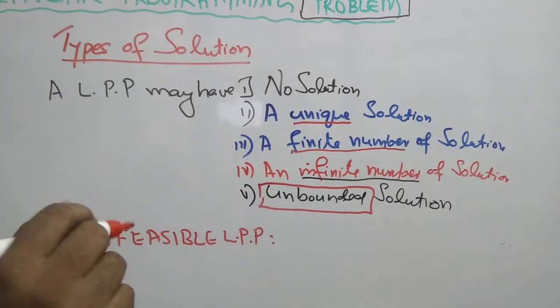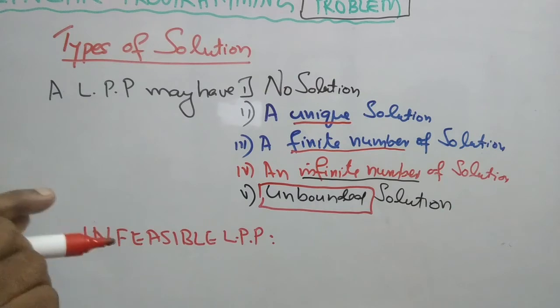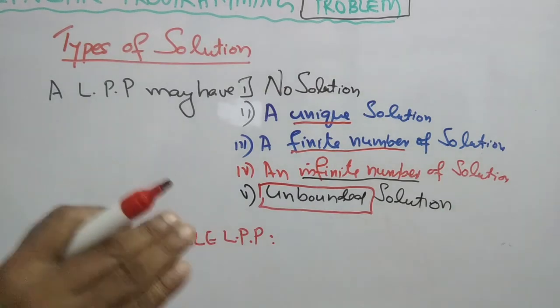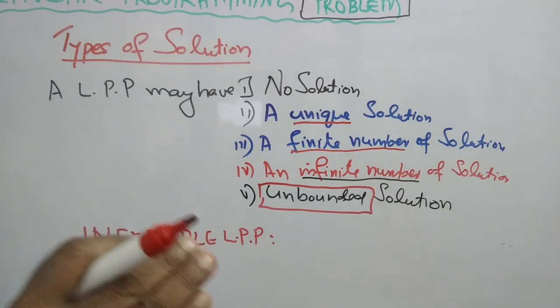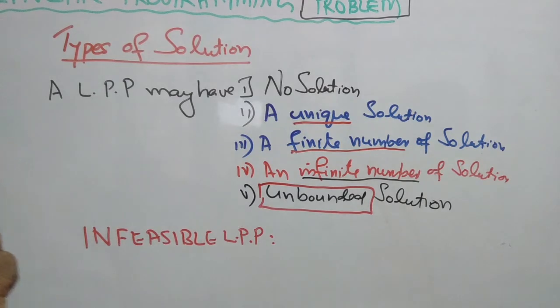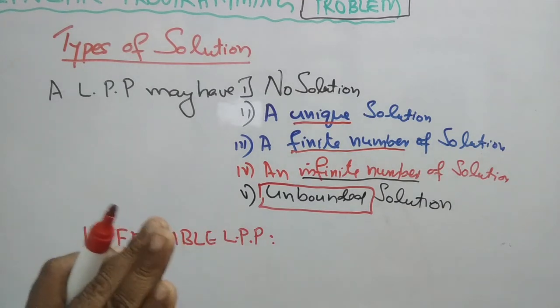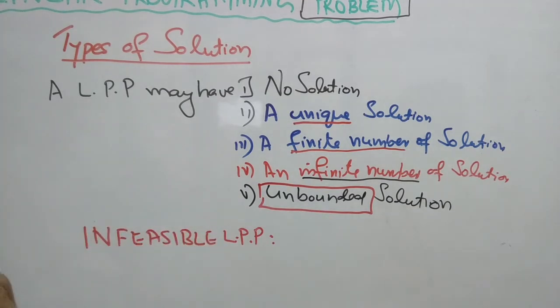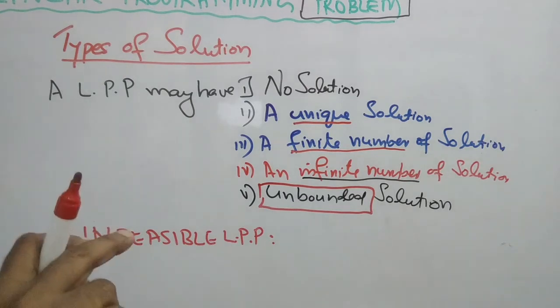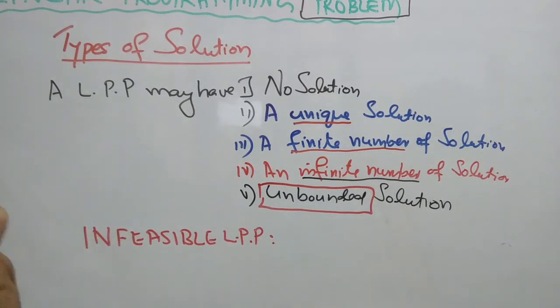Infinite number of solutions means giving the same optimum value of Z. We have several combinations of values for the decision variables. And unbounded means it has no boundary, only the sky is the limit. Example: maximization of cost.